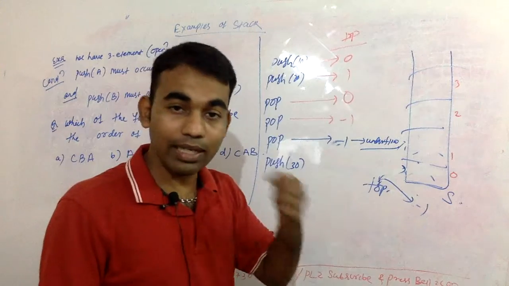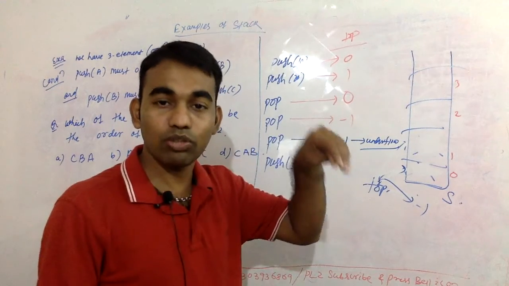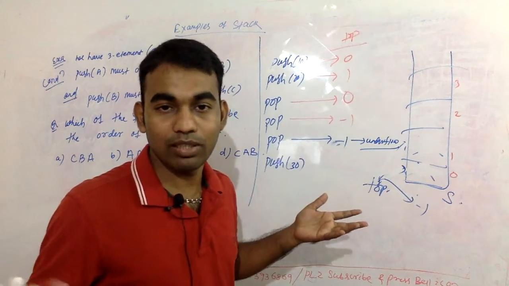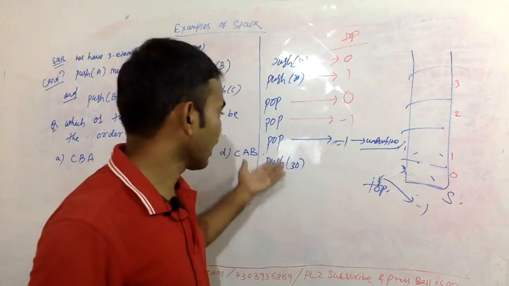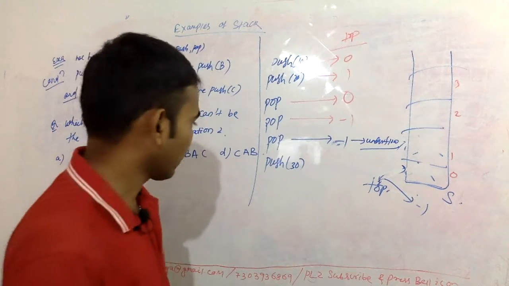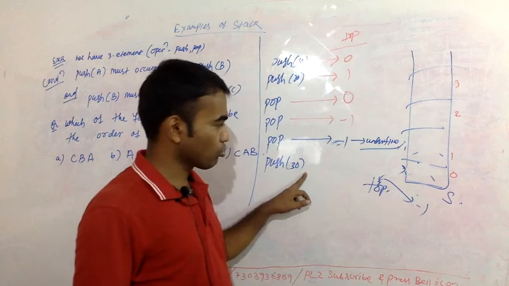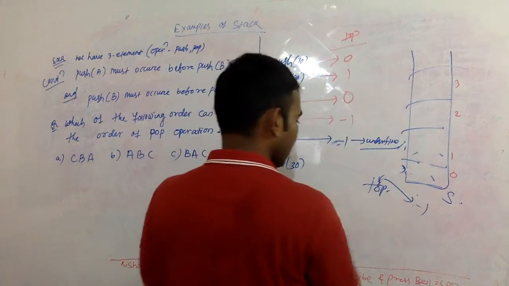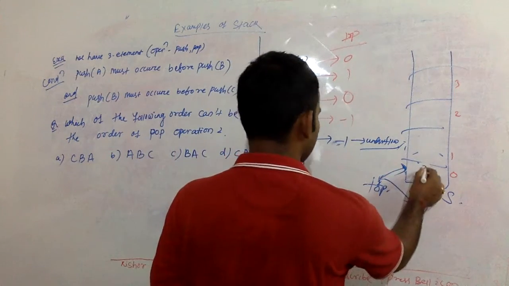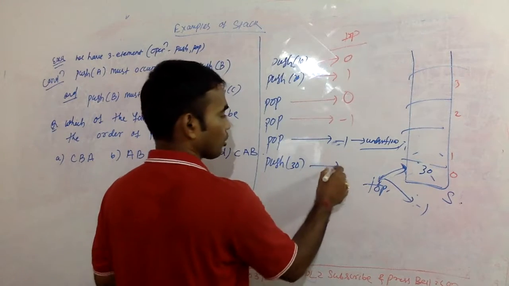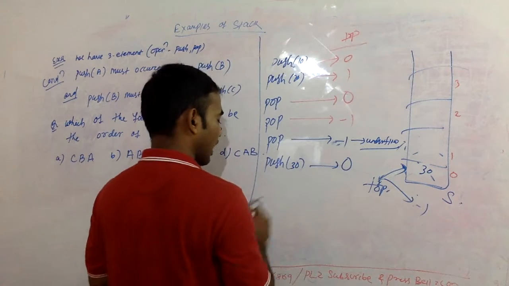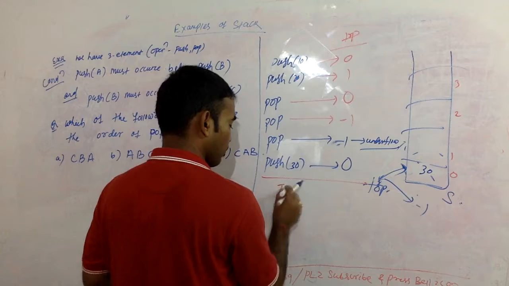If I want to insert an element or push an element into the stack and there is no space, that is known as overflow. So that is the concept of underflow. Now if I want to push, what will happen? That's simple. Top will increment again to here and this 30 is going to be inserted here. So the top value is going to be 0. So the answer is top equal to 0.